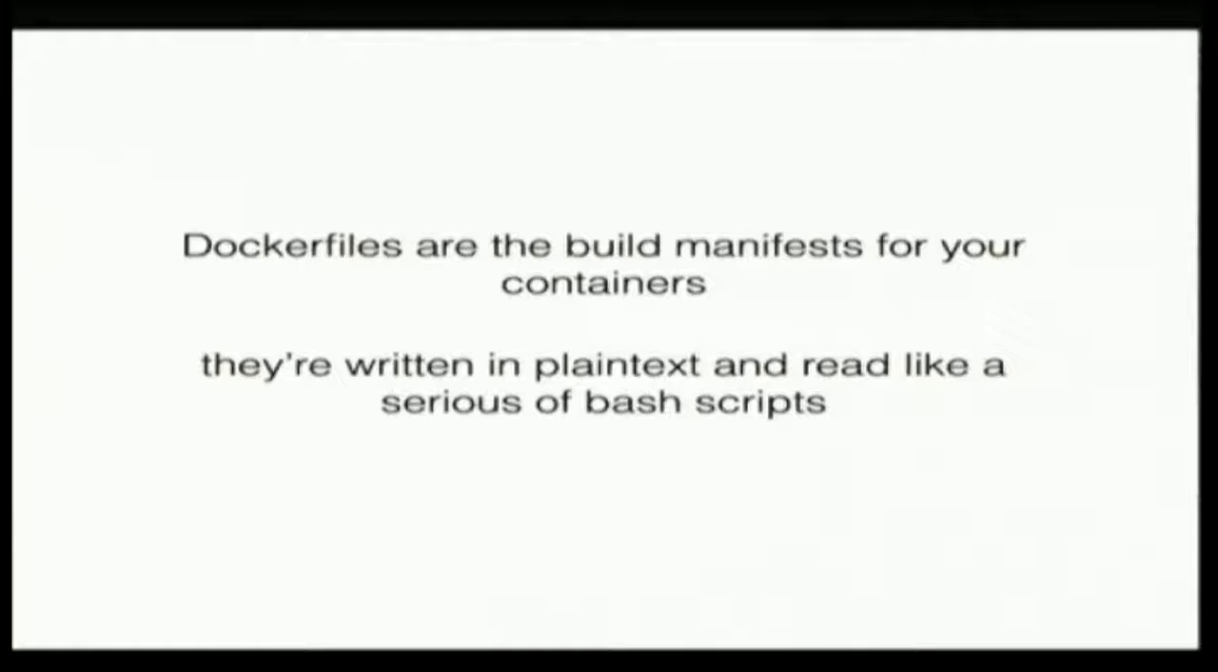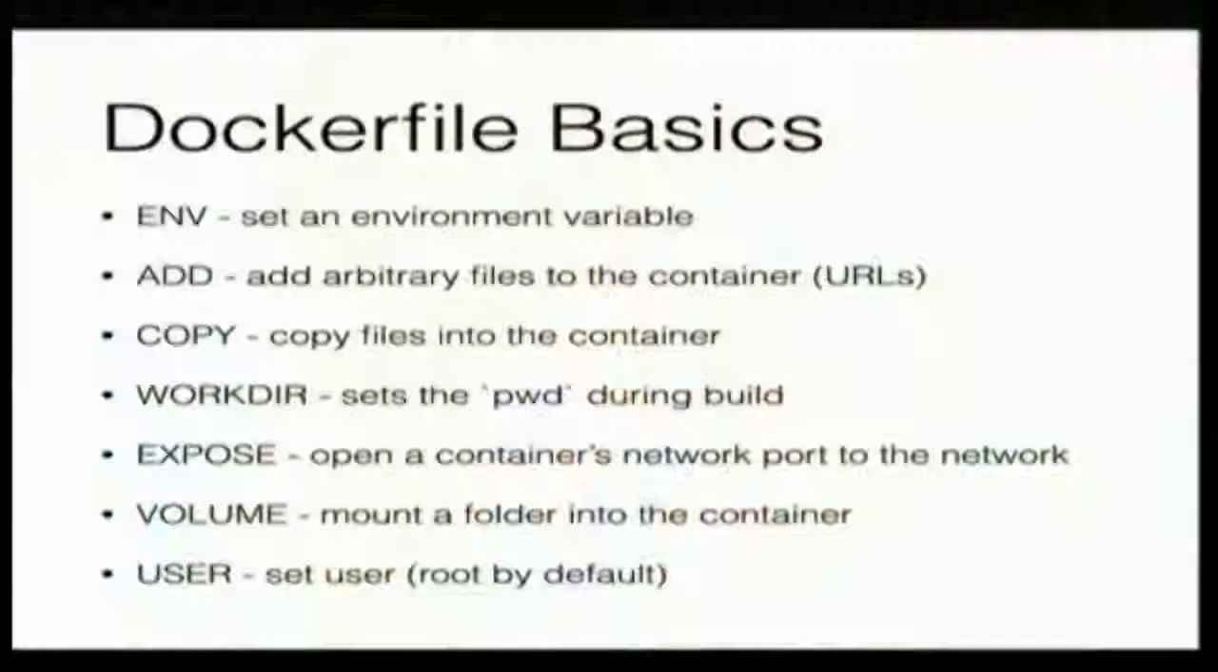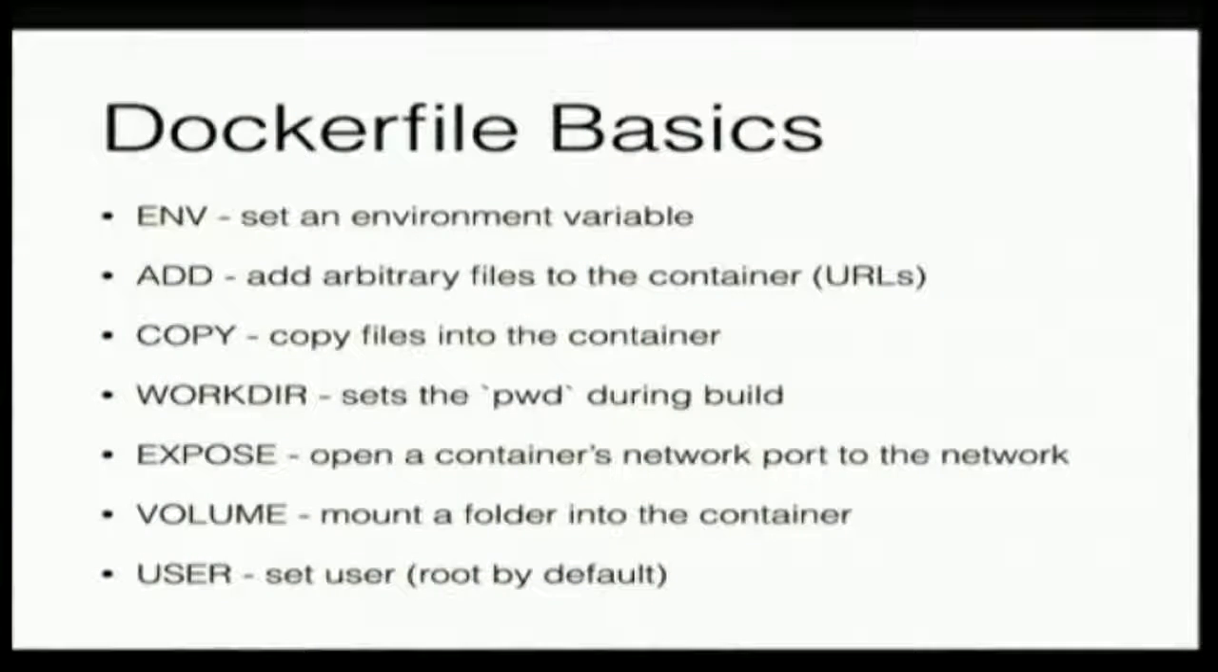So real quick, we'll jump right into what a Dockerfile is. It's a build manifest to actually build out your containers. What's really cool is they're written in plain text, and they kind of read like a series of bash scripts. So this is an example of all the commands that would be inside of a Dockerfile. We'll see in a minute what these are going to be doing in our specific application, but you can see that the ENV command sets an environment variable. The ADD will add arbitrary files to the container. You can think URLs or tar files. COPY will copy folders from your local computer into the container. The WORKDIR is what's going to set the present working directory. And what's cool about this is it actually keeps that and that persists for the rest of the Dockerfile. We'll see what that means in just a minute.